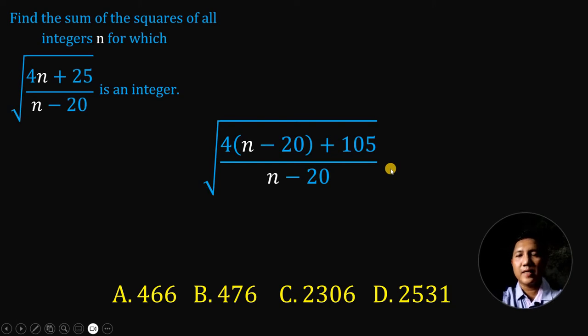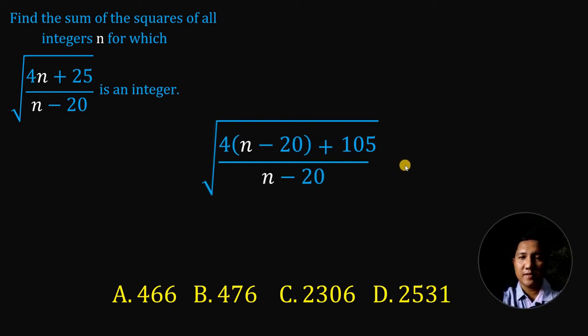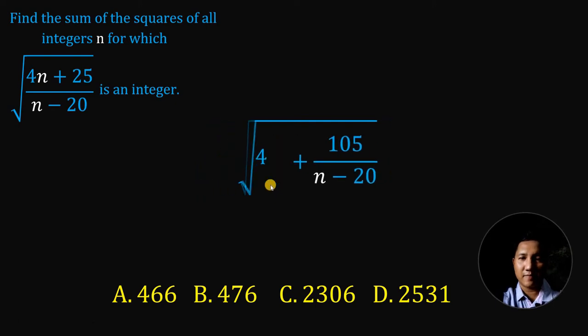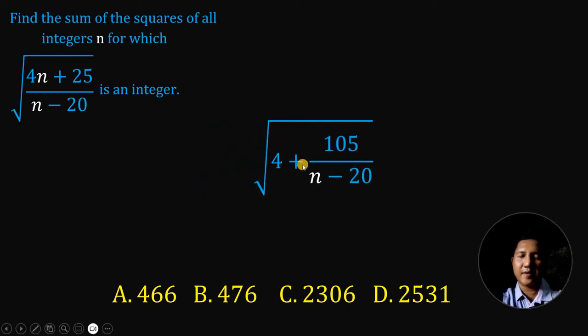Because from here we can use the concept of similar fractions. This can be written as 4 multiplied by (n - 20) all over (n - 20), plus 105 all over (n - 20). And now, (n - 20) over (n - 20) cancels out. This will give us 4. So now, we have 4 plus something that must make a perfect square.